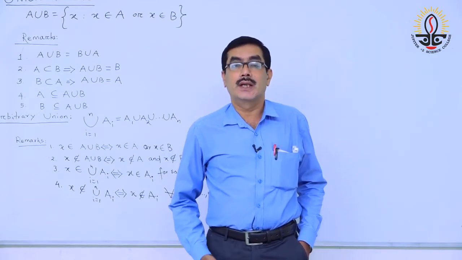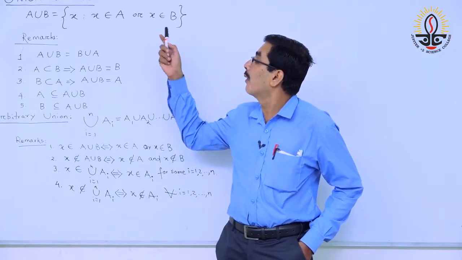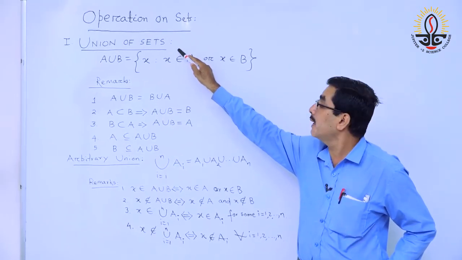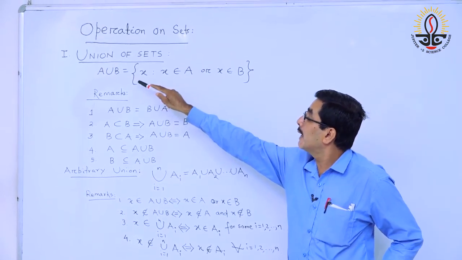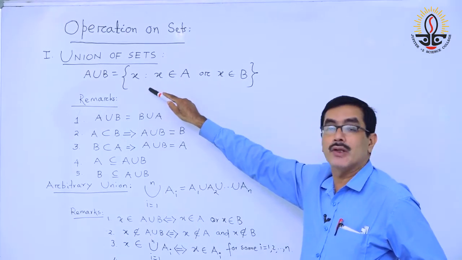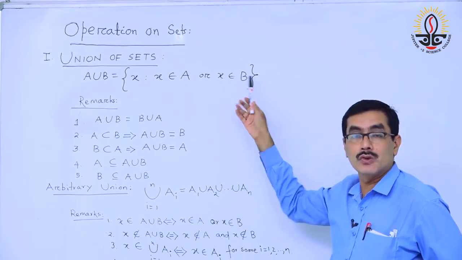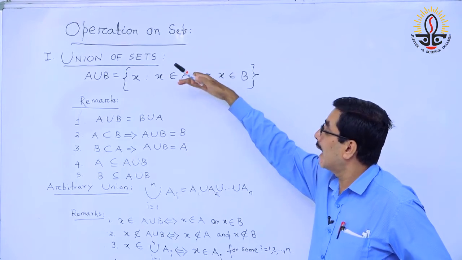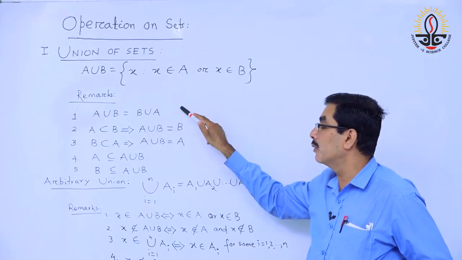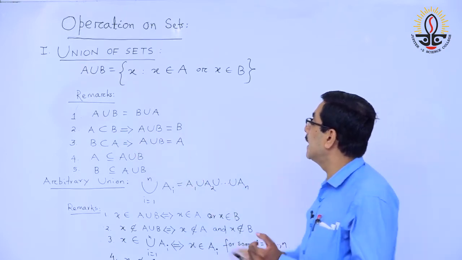In my last class, I had discussed the various operations on sets, and in that I first discussed the union of sets. If A and B are two sets, then A union B is the set of all x such that x belongs to A or x belongs to B. In that I had discussed 5 properties. One is A union B is equal to B union A. Second one is A subset of B implies A union B is equal to B.